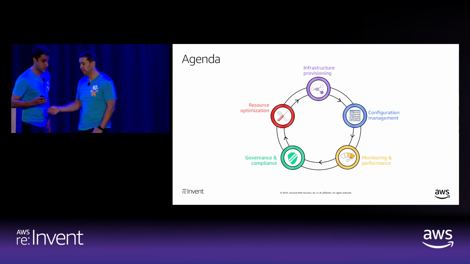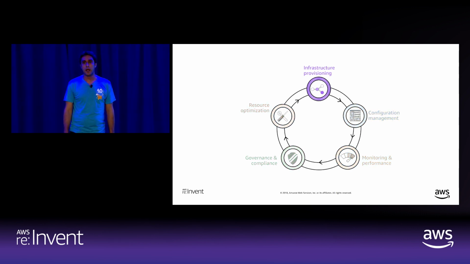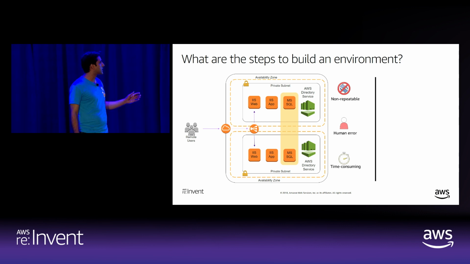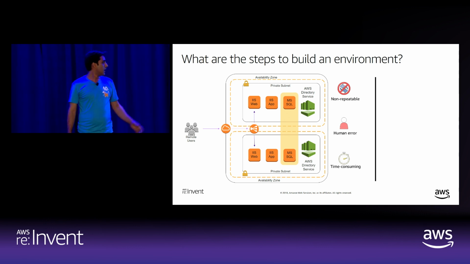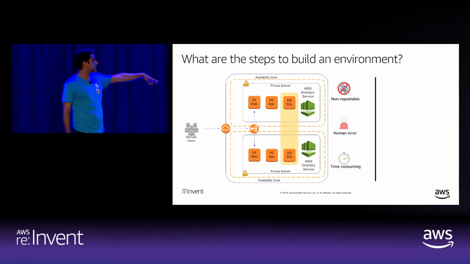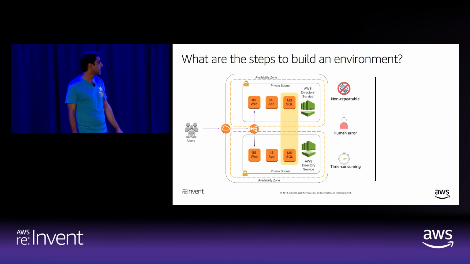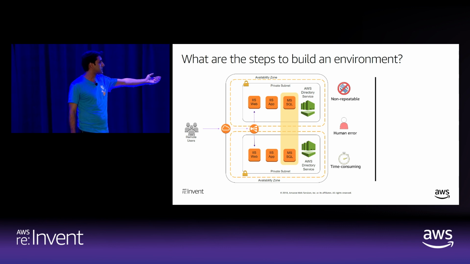Siavash. Thanks, Lou. So first, we want to talk about infrastructure provisioning. Let's take a three-tier web application using Microsoft Workloads in AWS. What are the steps it takes to build such an environment? First, you need to create a VPC. And by steps, I'm referring to manual steps. You have to create a VPC, different subnets in different availability zones, bring up EC2 instances, configure IIS roles on them.